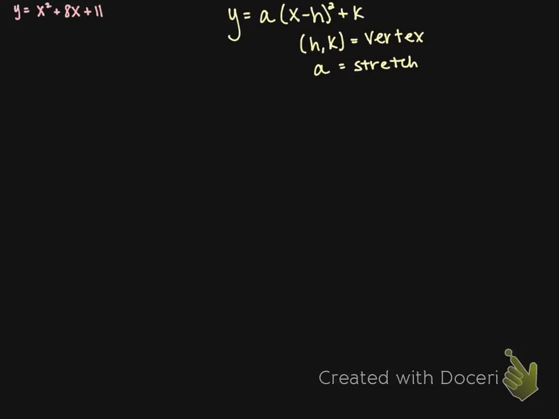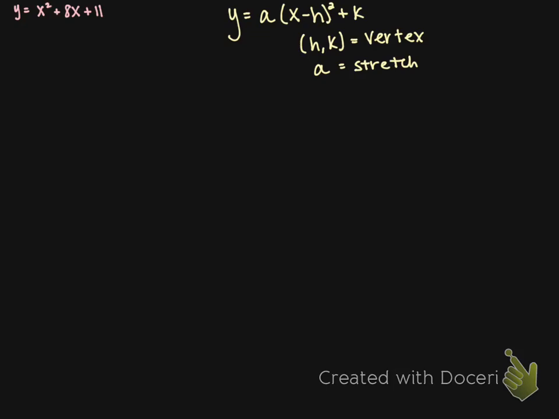Today we're going to talk about how we can convert a quadratic in standard form to a quadratic equation in graphing form using the method called completing the square. A couple things to note before we get started. The quadratic in graphing form goes y equals a times the quantity x minus h squared plus k, where (h, k) represents the vertex of the quadratic and a represents the stretch value of the quadratic.